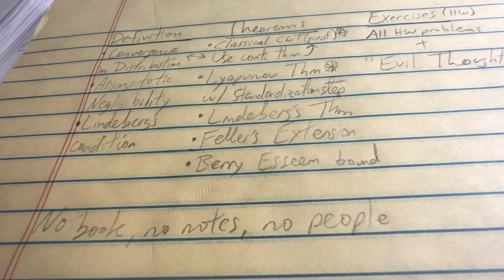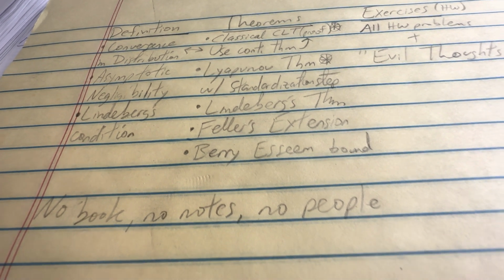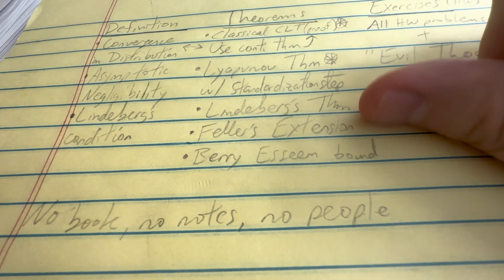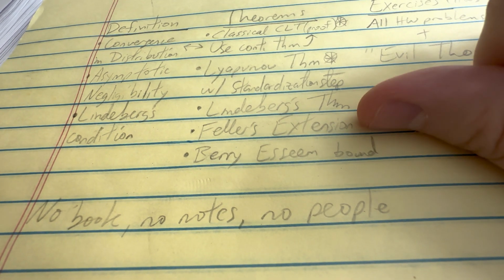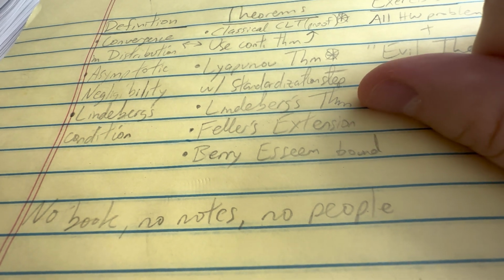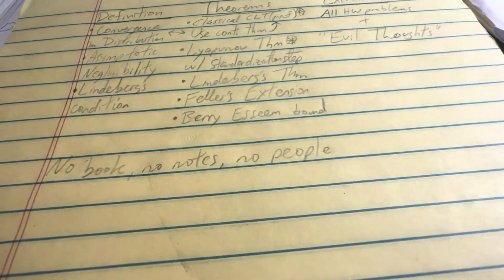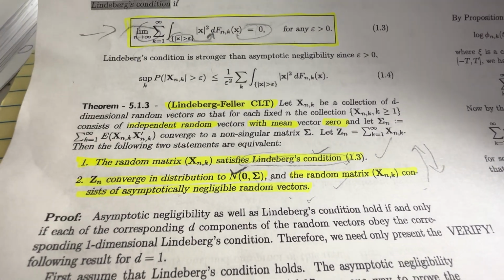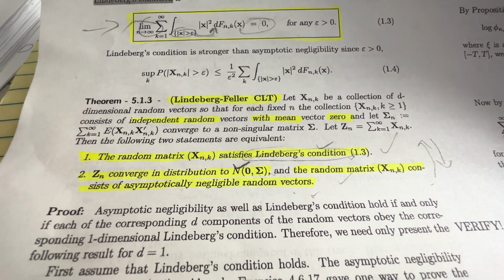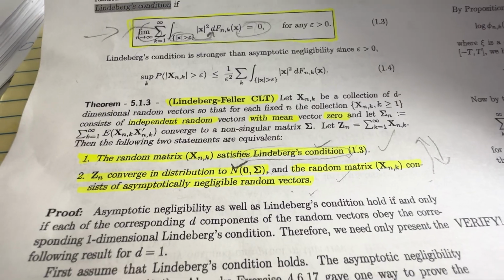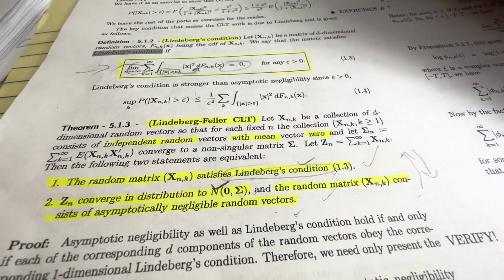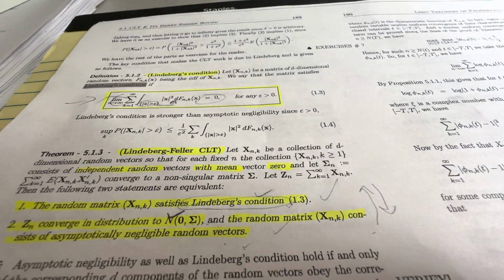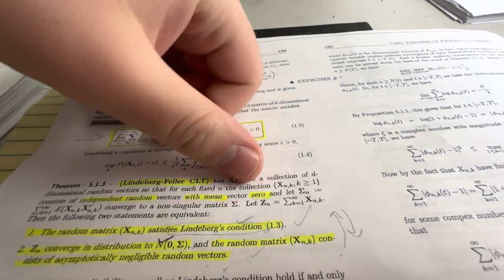The second thing we need to know is Lyapunov's theorem with the standardization step, and we need to know Lindeberg's theorem, as well as the Feller extension. Those two really go together, Lindeberg's theorem and Feller's extension, which is this theorem here, the Lindeberg-Feller CLT. Essentially it's the central limit theorem, but under different context. All right, so what does it say?